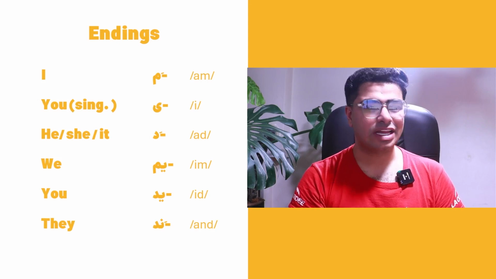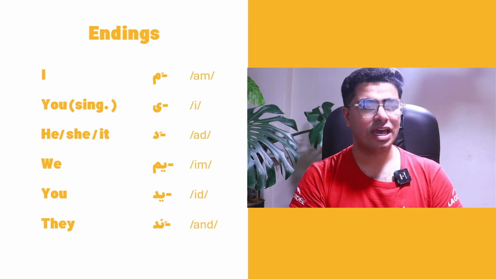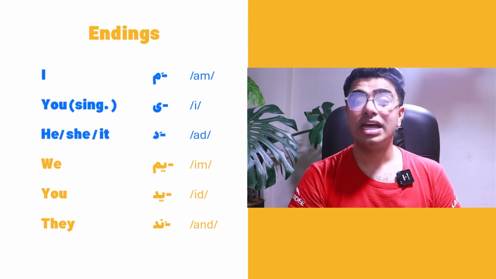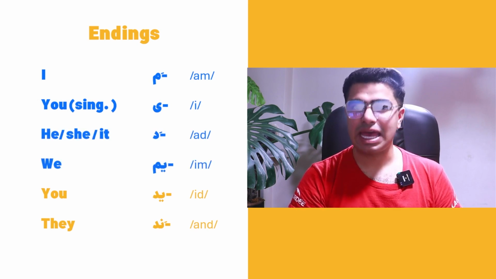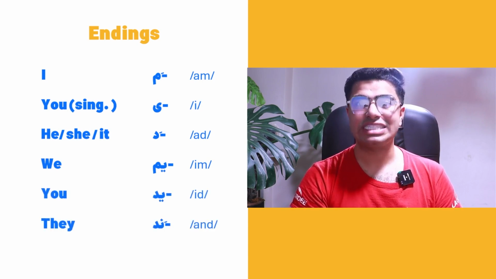We talked about the subject pronouns. It's time to talk about the endings which we added after the present stem of the verb or the past stem of the verb, but it's a little bit tricky. I'll tell you why. So let's get started. As you can see here, I got all the subjects. For each one we have an ending. For I, we have am. For you, singular, we have e. For he, she, it, we got at, and for we it is im, and for you it is id, and for they it is and.